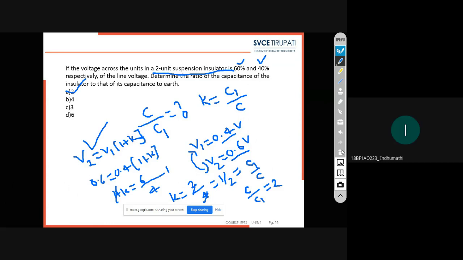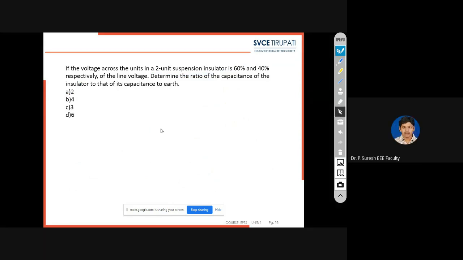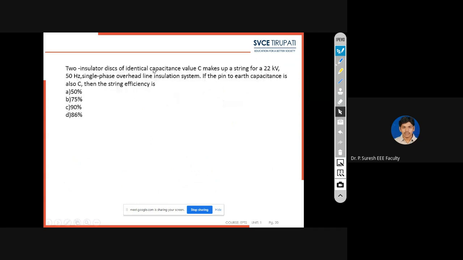Yes, sir. So like that, one more problem. Already we know that in a 33 kV overhead transmission line, the string insulator voltage across the string is how much? 33 by root 3 kV. We need to take phase voltage. And this is one type of problem.